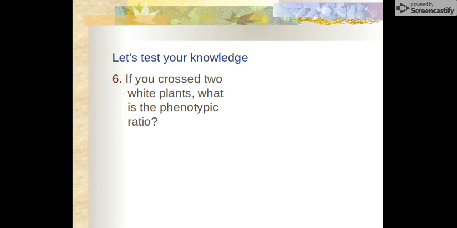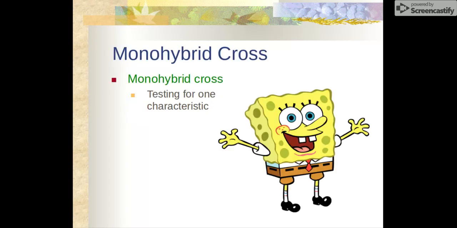Number 6, crossing 2 white plants, what's the phenotypic ratio? Well, we know that in order for the flower to be white, it has to be homozygous recessive. If you cross 2 individuals that are homozygous recessive, the only alleles that the offspring can inherit are the recessive alleles. So all of the offspring will be white. And so we're 0-to-4 with this phenotypic ratio.